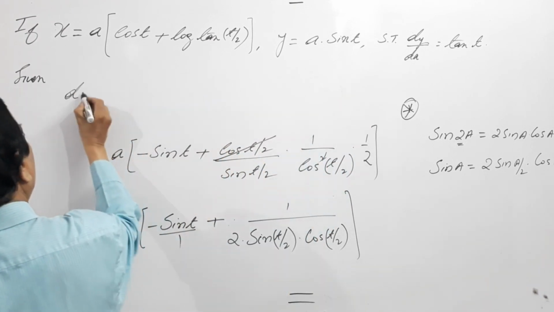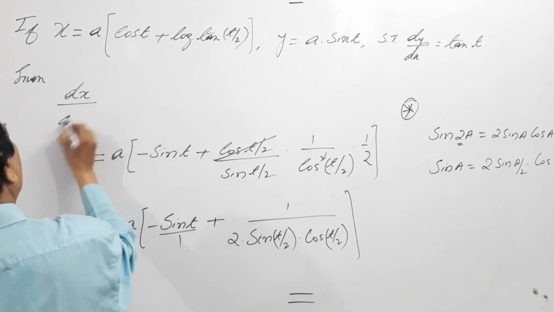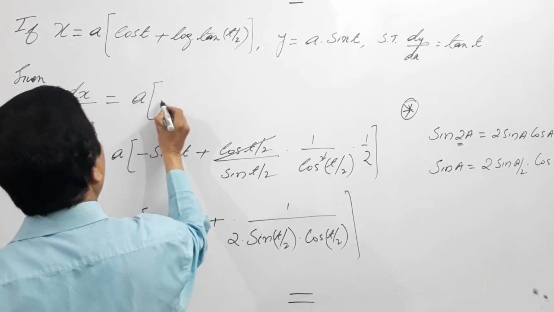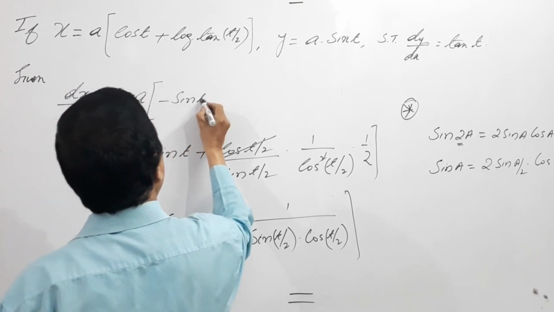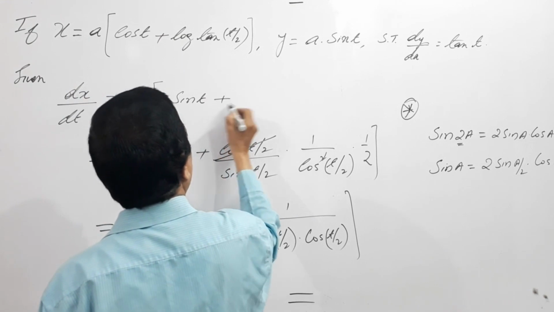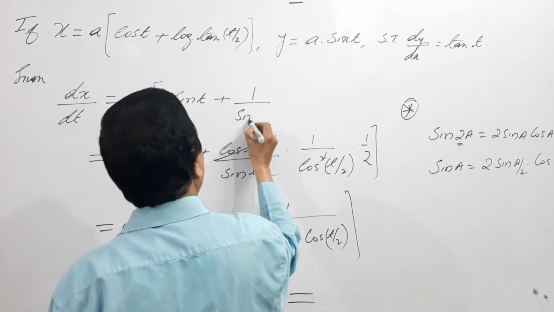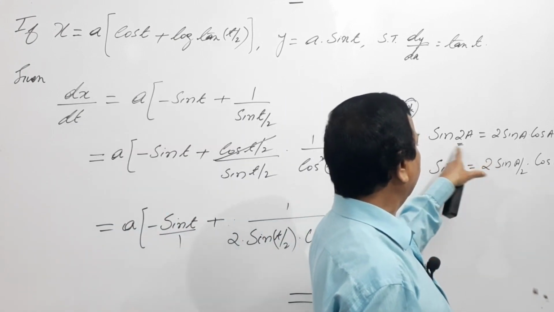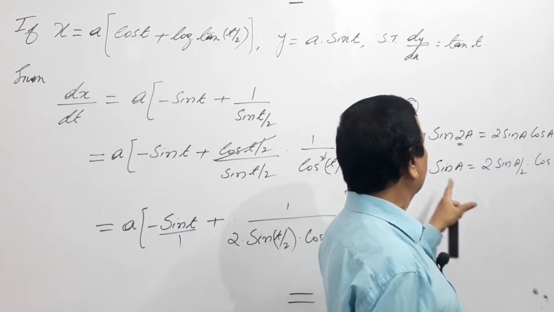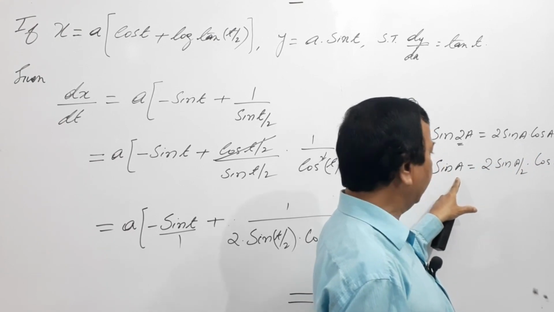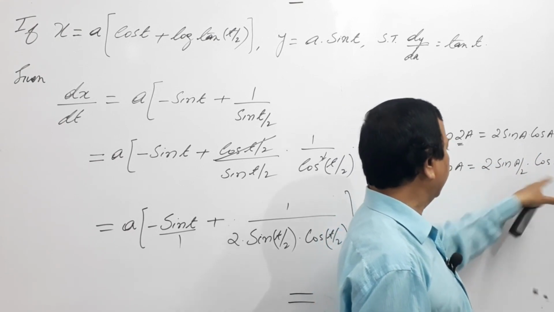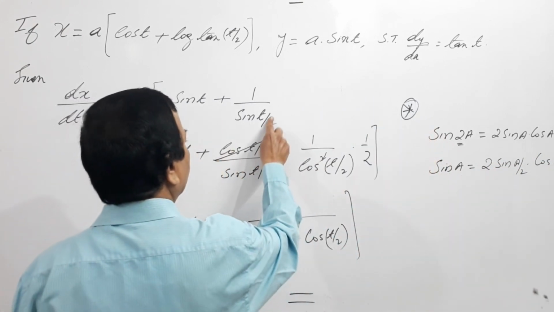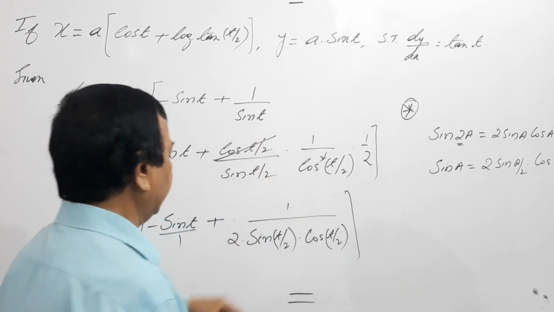So dx by dt equals a into minus sin t plus 1 by sin t. Dear students, we have sin 2a equals 2 sin a cos a, but if I take sin a, that is half angle, it will be 2 sin a by 2 cos a by 2. So this is sin a, not sin a by 2. So this becomes only sin t.